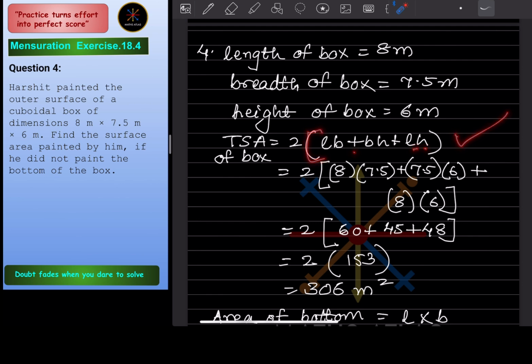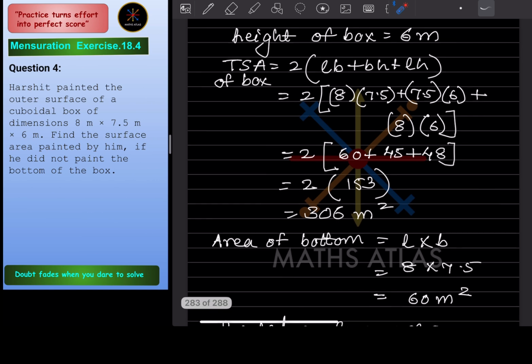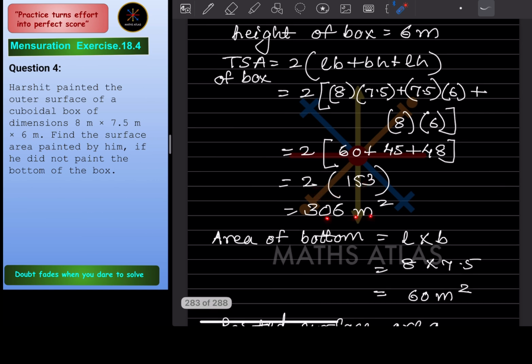Once this is done, try to plug in the proper dimensions, and you have to recheck this step whether these dimensions are right. Now this 2 into this you have to multiply. After multiplying this one, add together 153, and this multiplied together, that will be 306 meters square.